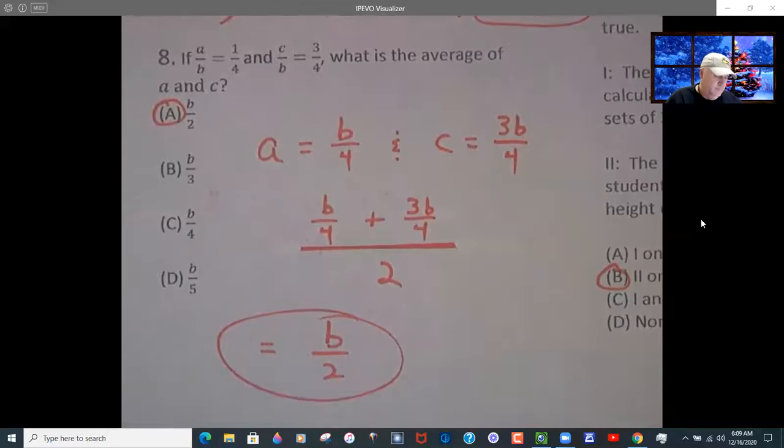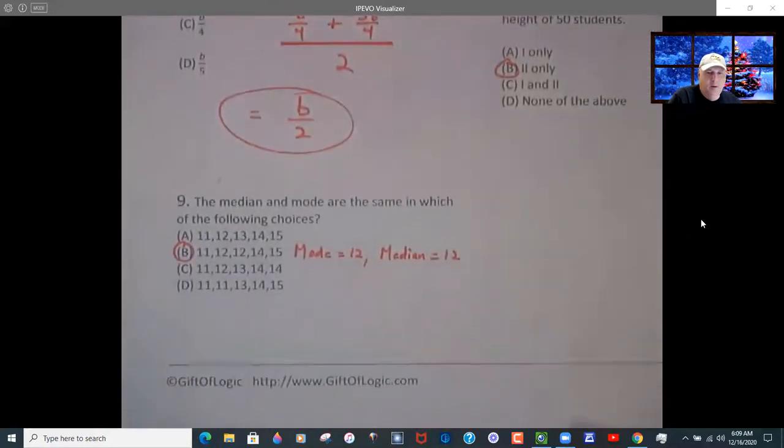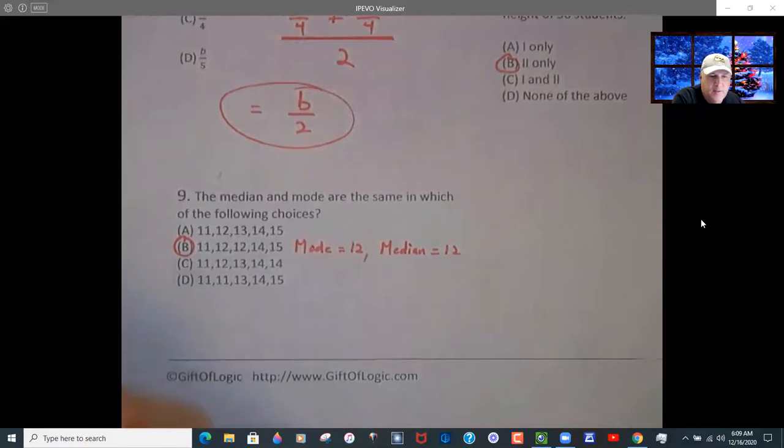Okay. Number 9, the median and mode are the same in which of the following?